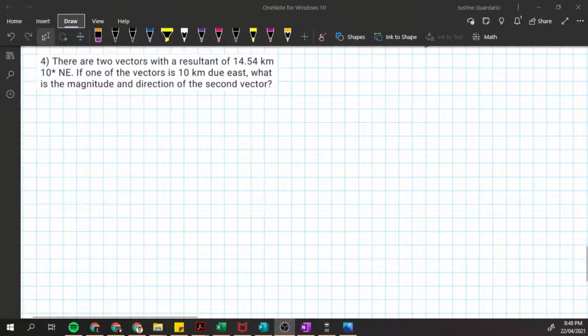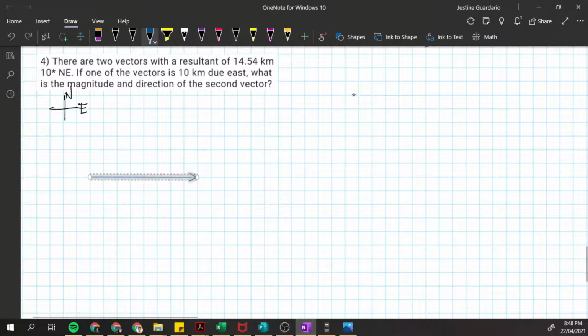We first draw our first vector. So, binigay naman yung first vector natin. One of the vectors is 10 kilometers due east. Basically, di ba, we have here the east, we have here the north. Then, we can plot first our first vector to be like this one. And so, we have here 10 kilometers. We label this as 10 kilometers. Then, towards the east, so positive x-axis yan.